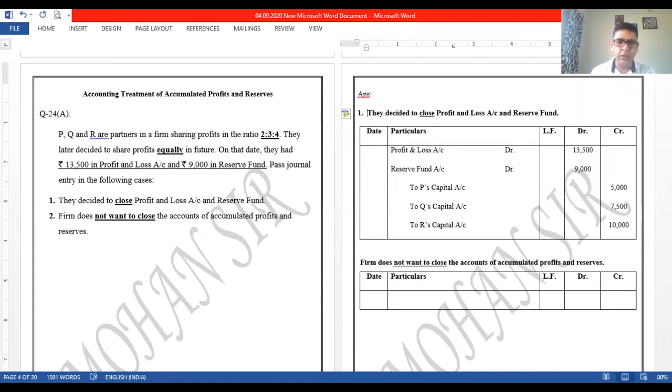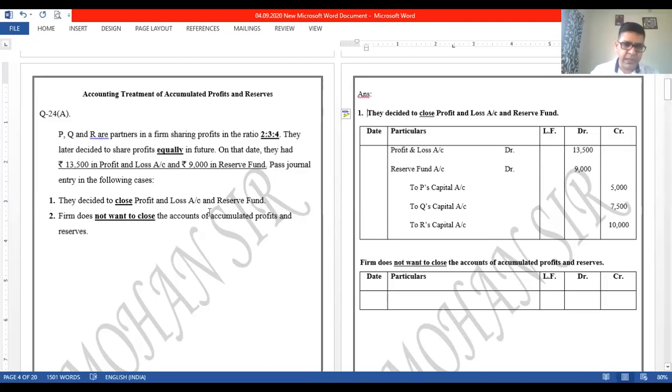The case is very clear. The partners have decided to close the two accounts, profit and loss and reserve. It is a credit balance, it has to be closed, so we debit it. And once the reserves and the P&L account are debited, the partners are to be credited.